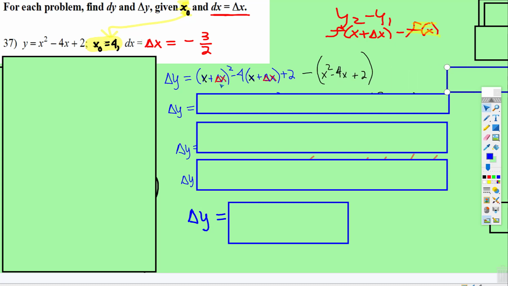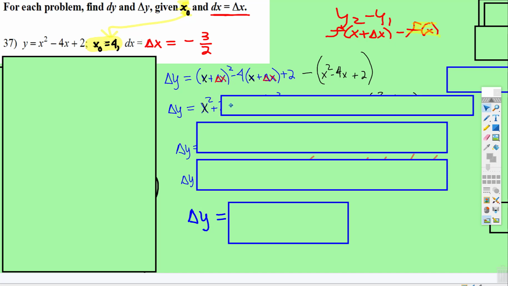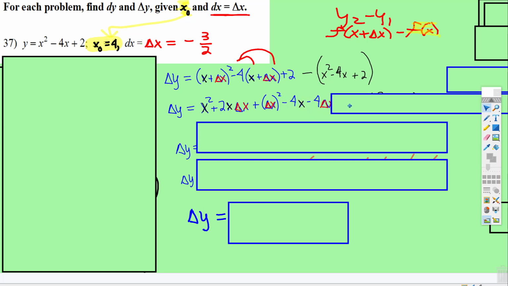Okay, x plus delta x is squared. Remember Pascal's triangle. So when you simplify that, it'll be x squared plus 2 times x delta x plus delta x squared. The delta x has to be put in parentheses, by the way. And then you're going to do the distributive here. So that would be subtract 4x and subtract 4 delta x. And do not do what I do oftentimes, which is forget to bring down that plus 2.